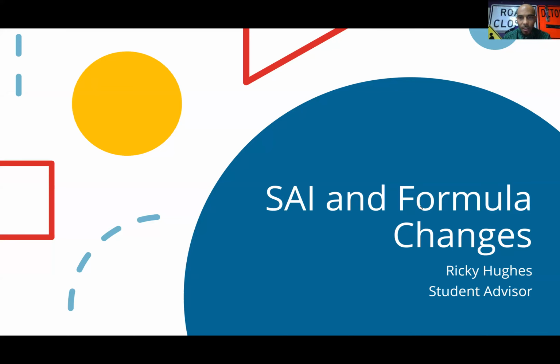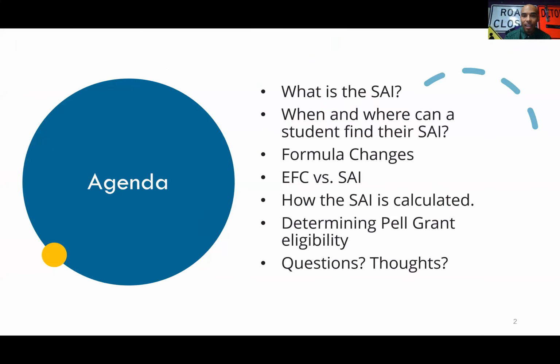All right. What is the SAI? When and where can a student find the SAI? Formula changes, EFC versus SAI, how the SAI is calculated, determining Pell eligibility, and I will leave the last bit for any questions or thoughts. All right, so first things first, what is the SAI?